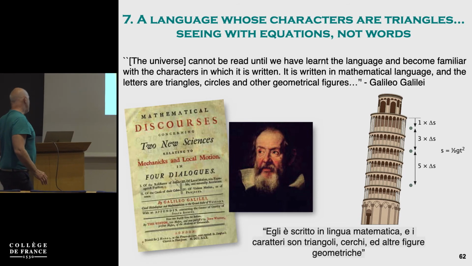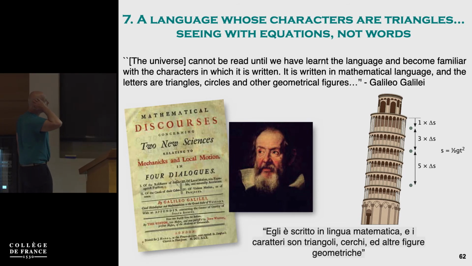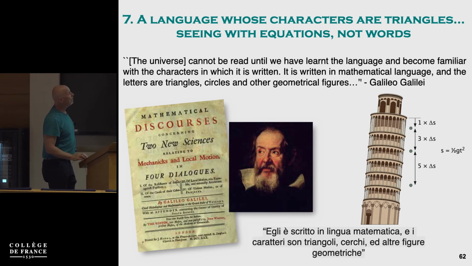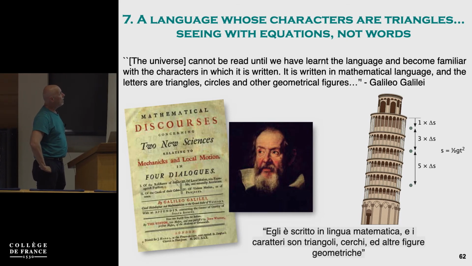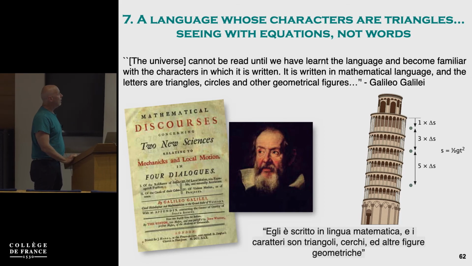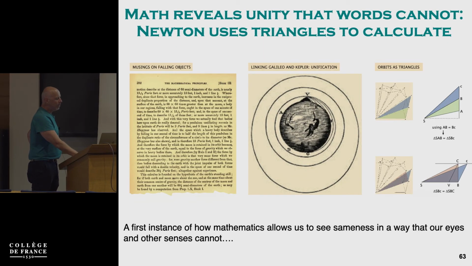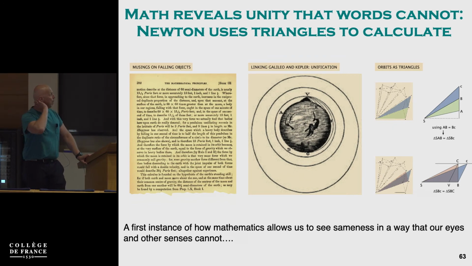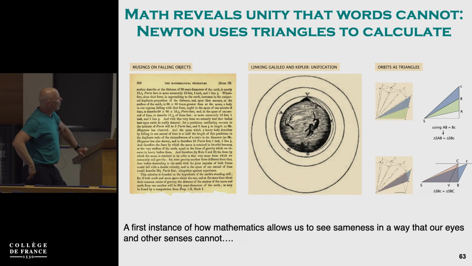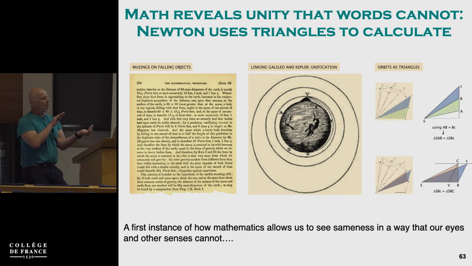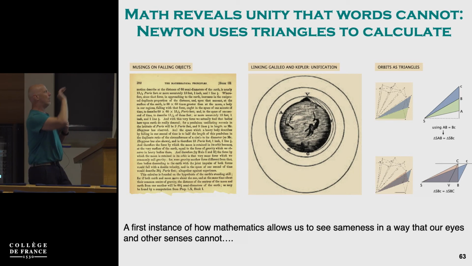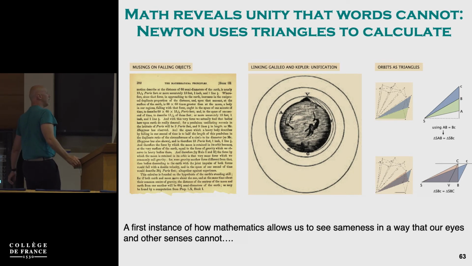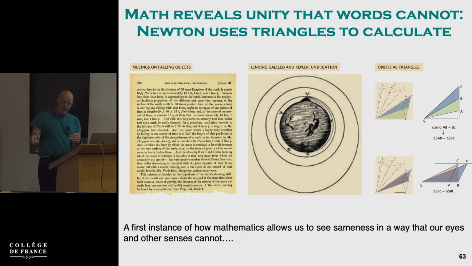And yet, he was so inspired by this, he says, the universe cannot be read until we have learnt the language and become familiar with the characters in which it is written. It is written in mathematical language, and the letters are triangles, circles, and other geometrical figures. And I just think it's fun. I may have mentioned this, but this is an amazing figure from Newton where he unified Galileo, who was talking about projectiles, and Kepler, who was talking about elliptical orbits. In particular, he proved the proposition from Kepler that equal areas are swept out in equal times.